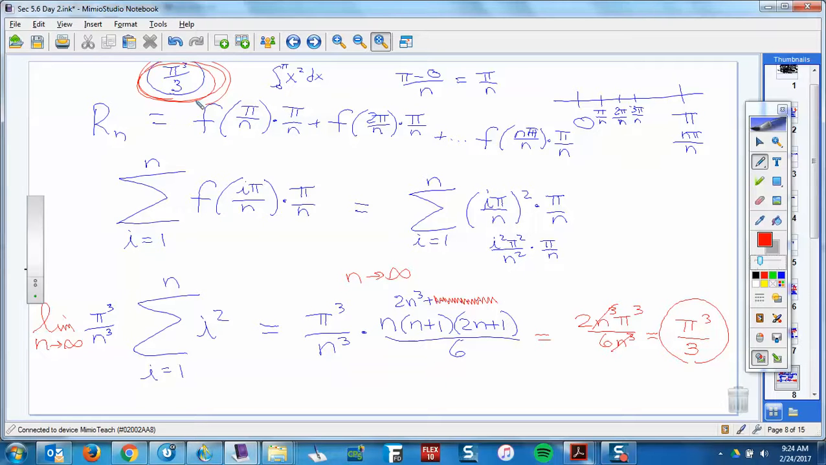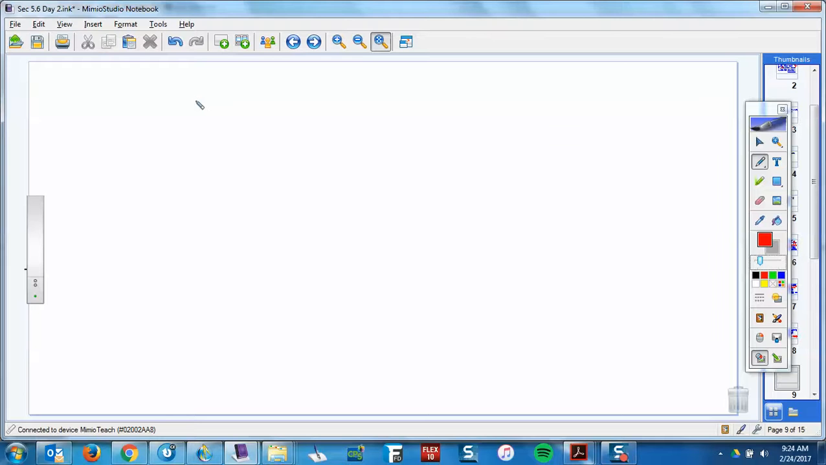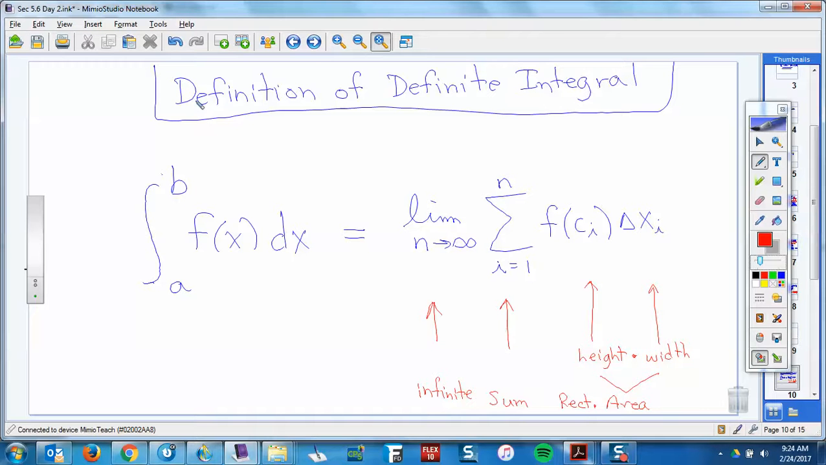This was more theory, okay? But here's what it leads us to, is this right here. The formal definition of a definite integral. Okay? And so if it means adding up an infinite number of rectangle areas, remember we called that a Riemann sum. A Riemann sum is adding up rectangle areas. So the definite integral is basically an infinite Riemann sum.